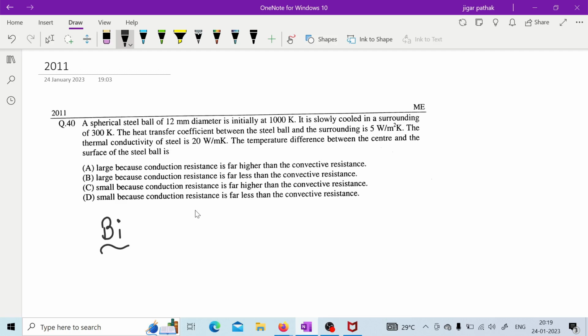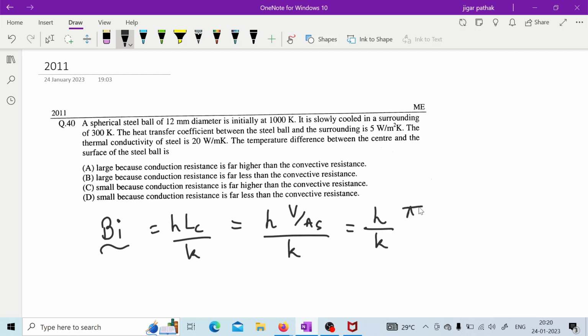What is the Biot number? h Lc by k. What is Lc? Volume upon surface area, right? So here it is a spherical steel ball, so it will be d by 6, right? Pi by 6 d cube upon pi d square. So h by k will be as it is, pi by 6 d cube upon pi d square. So that is d by 6.